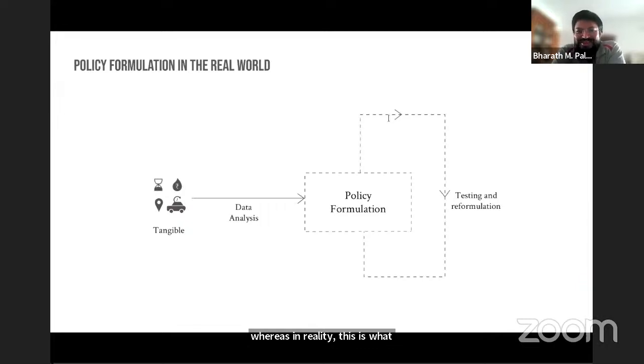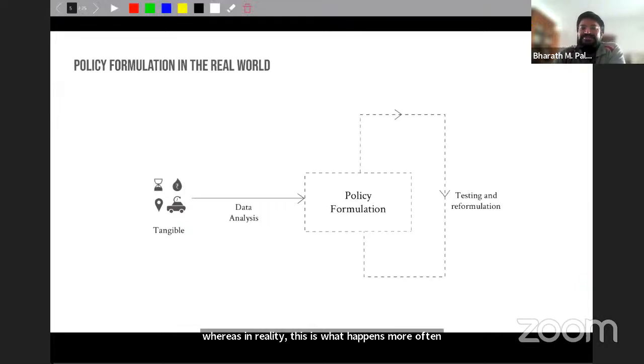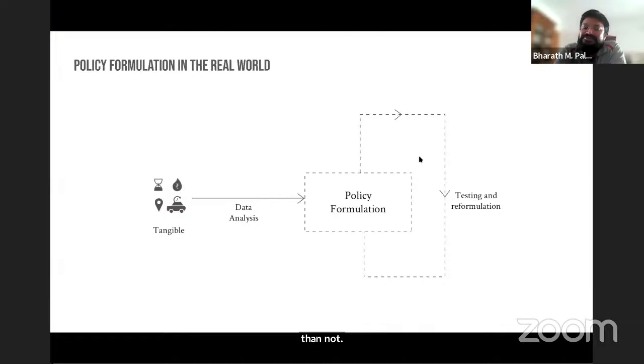Like I said, this is a theoretical approach, whereas in reality, this is what happens more often than not. You have some consultant coming up somewhere in today's context, either the Big Four or otherwise, telling the government what needs to happen. Testing and reformulation rarely happens. I'm being generous by saying testing and reformulation happens. Data analysis may or may not happen, depending on the context of the problem and depending on who's doing the policy formulation.